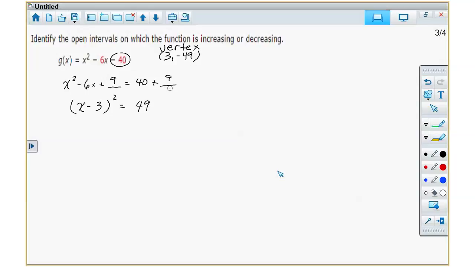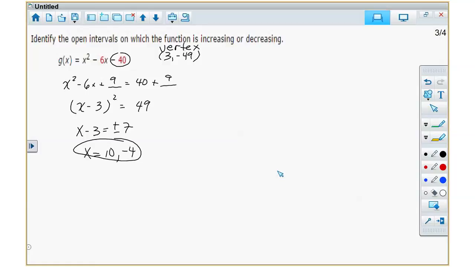That matches with this, because the vertex on a parabola is either higher or lower than the y-intercept, if it's not the y-intercept. And then the square root: x minus 3 is equal to positive or negative 7. X is equal to 7 plus 3, which is 10. And negative 7 plus 3 is what? Negative 4. So there are your x-intercepts. You can check to see if it's symmetrical, but we all know it is, so you don't have to check that.